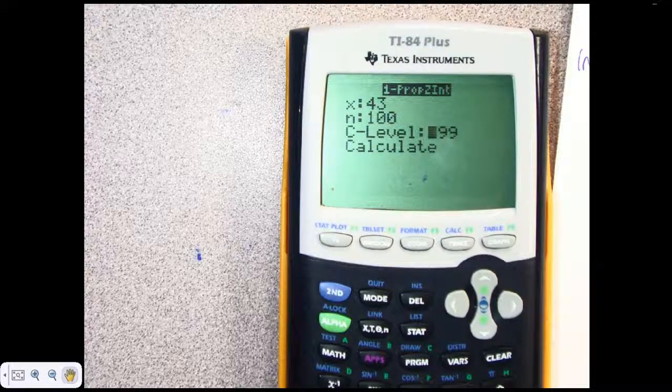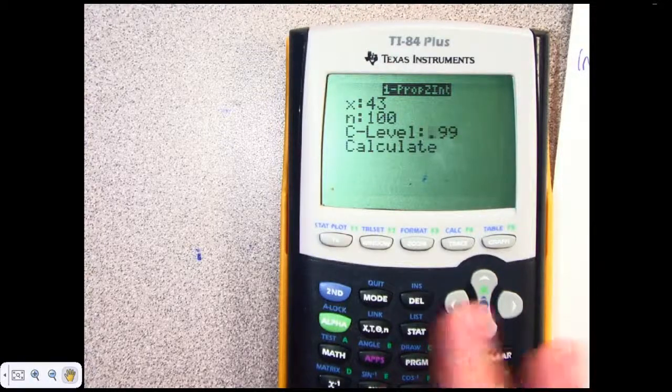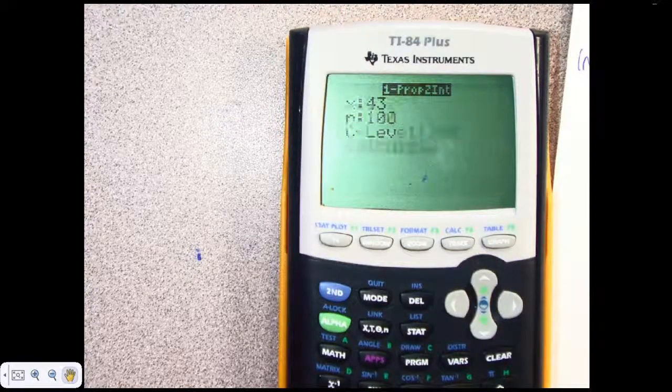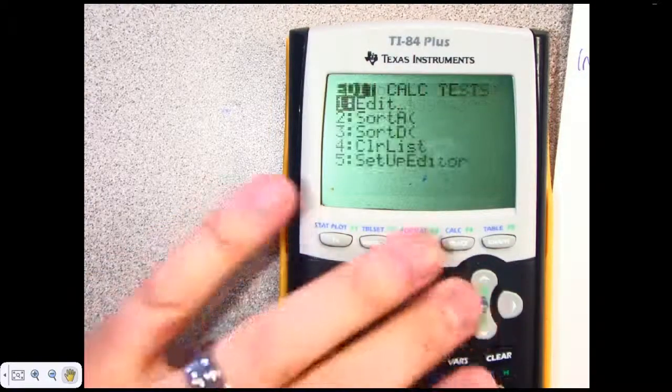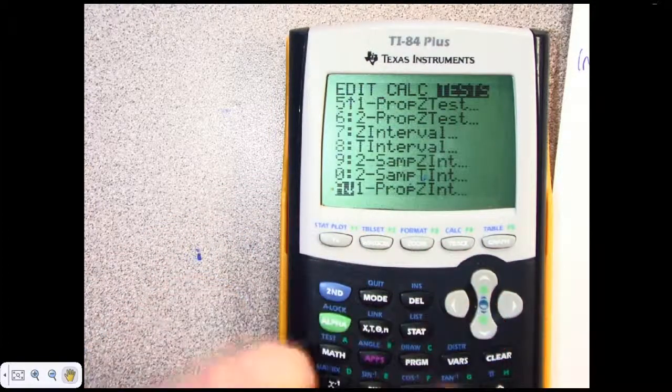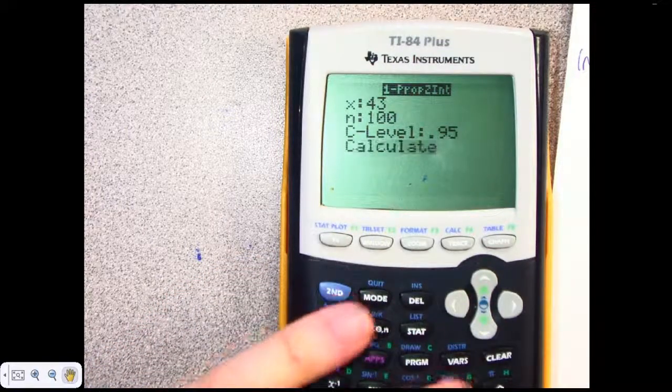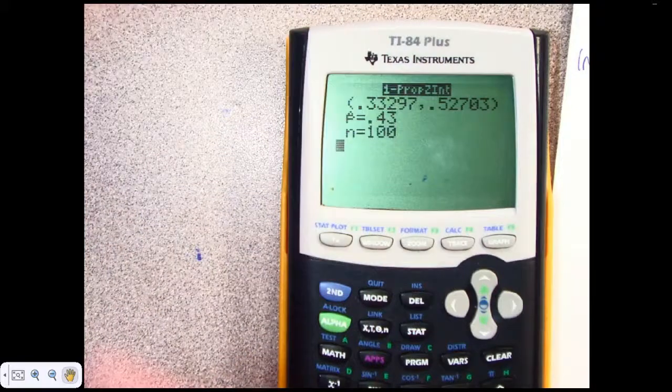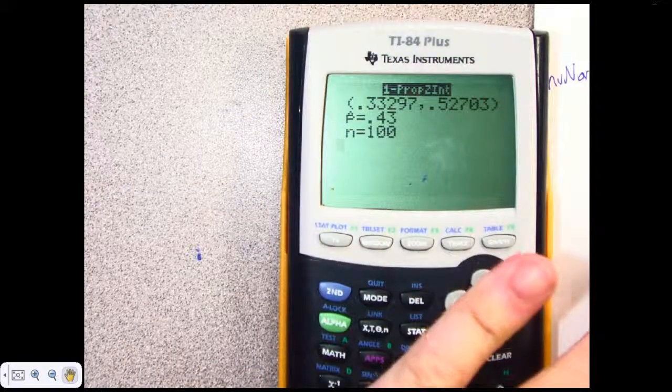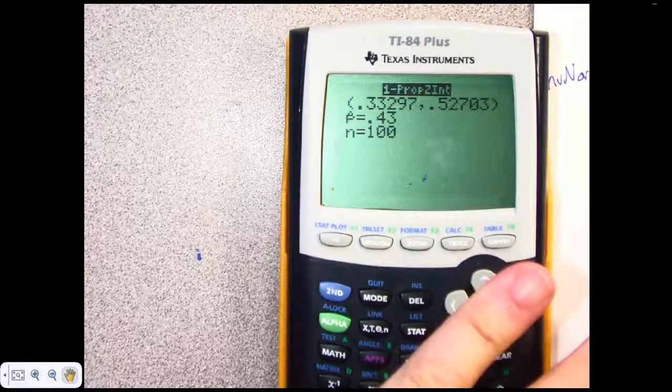Don't do that yet. I got a P0, some extra stuff. Are you doing the one prop Z test? That's not what I told you to do. I don't see the one prop Z interval. One prop Z int, that's it. Did you get it? Okay. And then you just put your confidence level, so 0.95. The fact that it asks you for those things is actually helpful because if you get stuck, you realize you're in the wrong spot and back up. So hopefully you got 0.33 and then 0.53, basically.